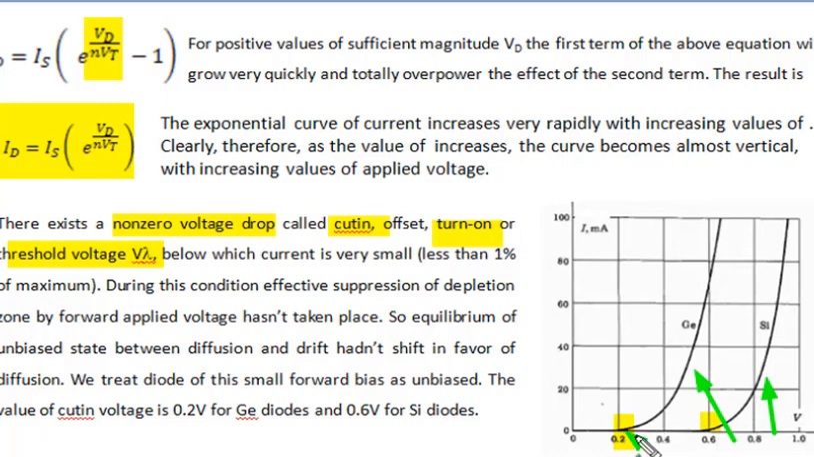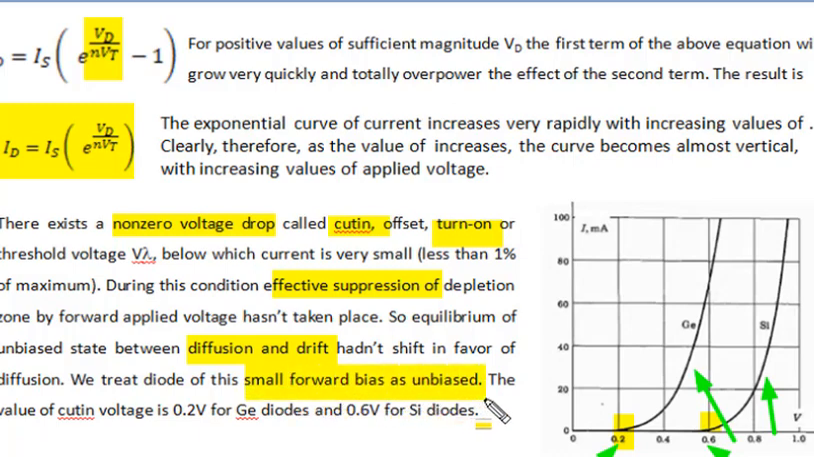We can say it is less than 1% of the maximum. This voltage is known as cut-in voltage or threshold voltage. If we apply voltage less than this threshold voltage, then we can say that the effective suppression of the depletion zone by forward bias voltage hasn't taken place, so the diode will maintain an unbiased condition, which means that diffusion and drift current will be equal, and we can treat the diode as being in unbiased condition.